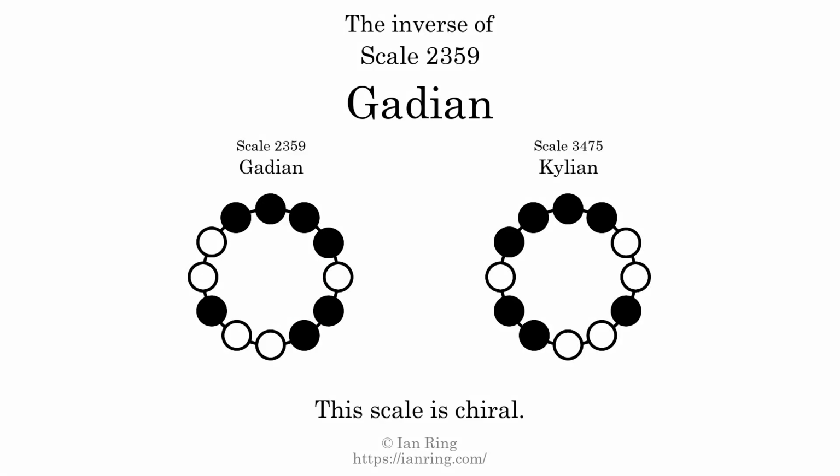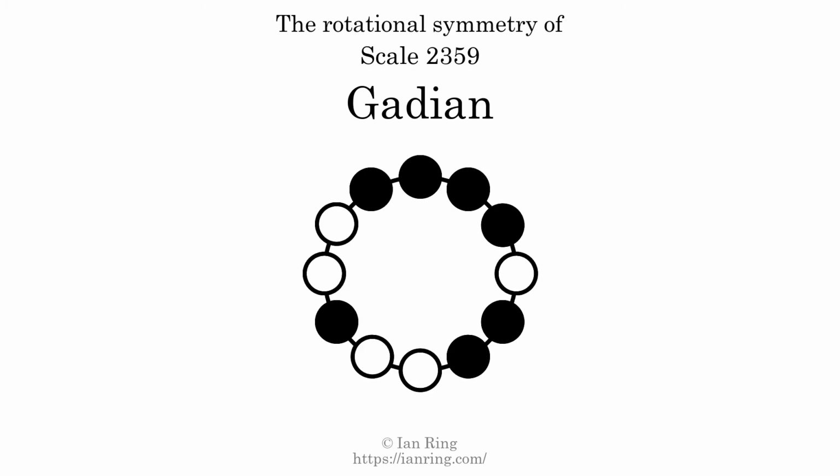The inverse of a scale is a mirror image. It is what you get when the sequence of intervals is reversed. The inverse of this scale is scale 3475, also known as Gadian. This scale is chiral. It cannot transform into its inverse by rotational transformation. This scale has no rotational symmetry.